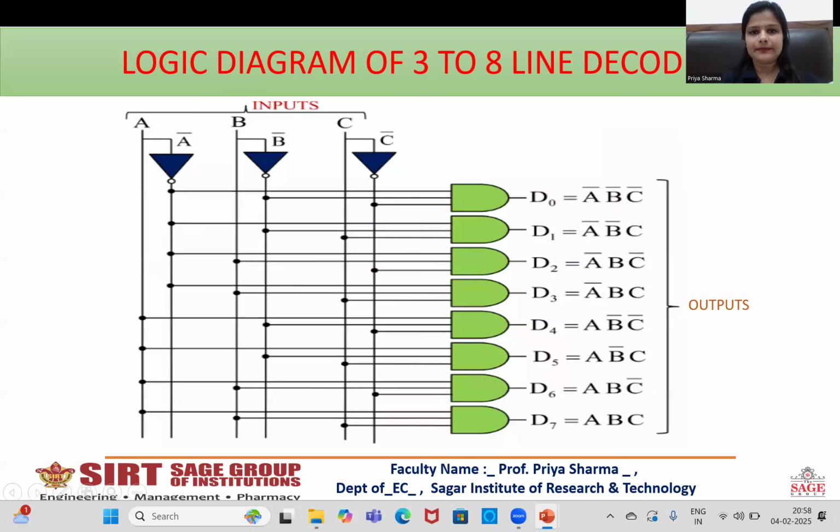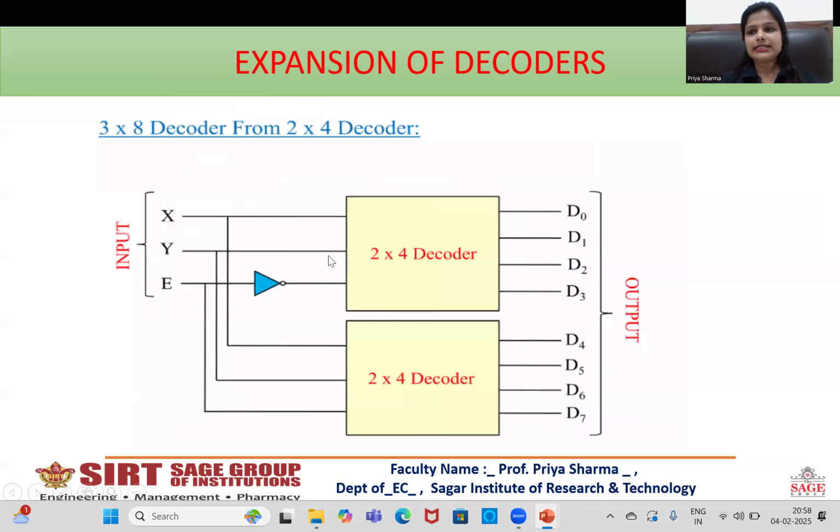Now, I explained earlier in the multiplexer that an 8 is to 1 multiplexer or 16 is to 1 multiplexer can be made from smaller multiplexers, like 4 is to 1 or 8 is to 1. Similarly, a decoder having a high number of inputs and outputs can be made using smaller decoders, like a 3 to 8 decoder can be made by using two decoders of 2 to 4.